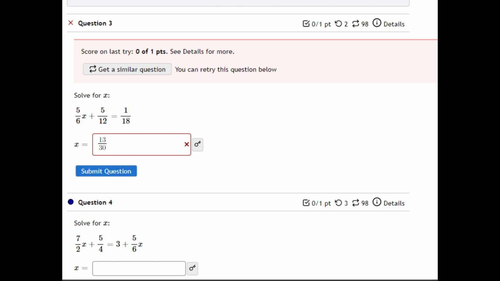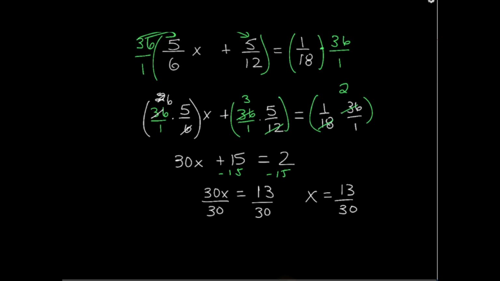And it's wrong. What happened? What did I miss? Let's go back and check out the work. I made the cardinal sin, right? What did I do? I went a little bit too fast. What happens when I do 2 minus that 15? That should be a negative 13, right?